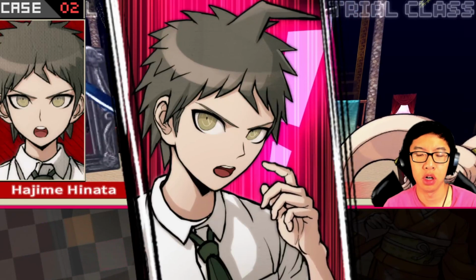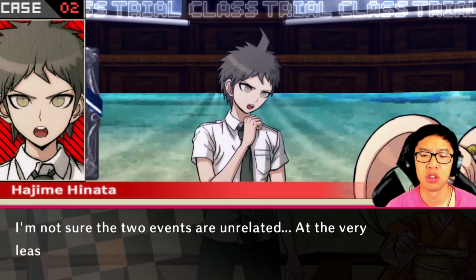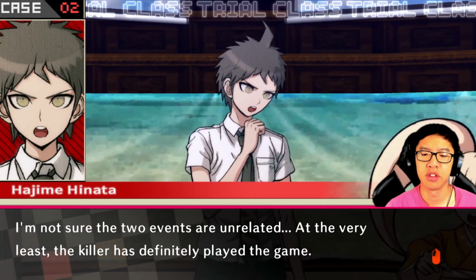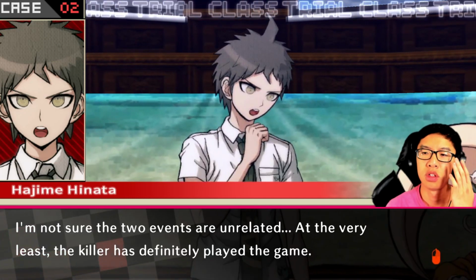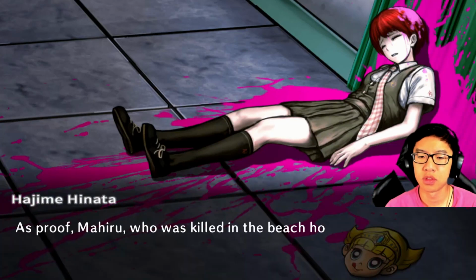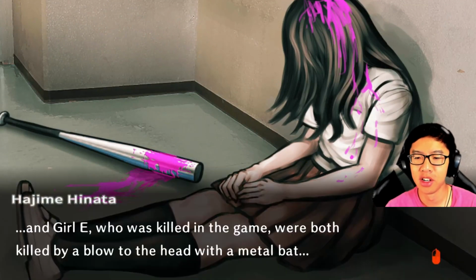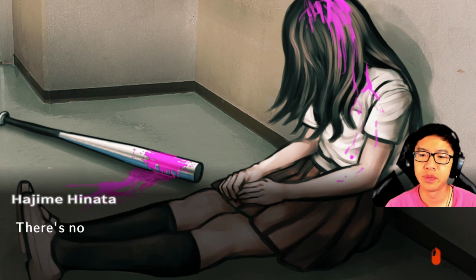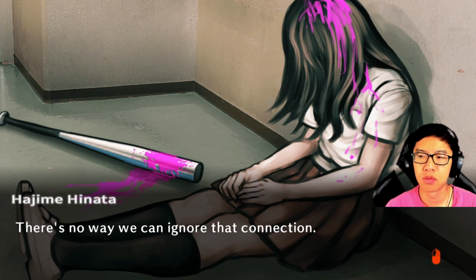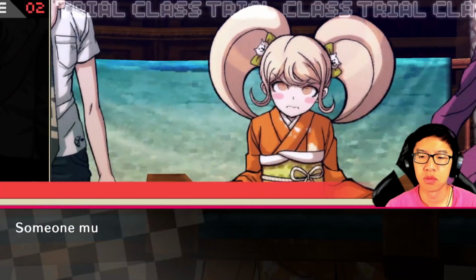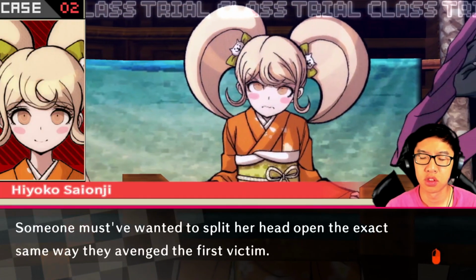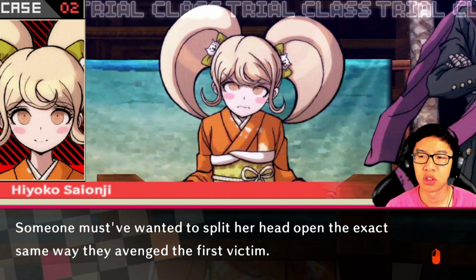I can prove it with this. I'm not sure the two events are unrelated. At the very least, the killer has definitely played the game. As proof, Mahiru, who was killed in the beach house, and Girl E, who was killed in the game, were both killed by a blow to the head with a metal bat. There's no way we can ignore that connection. Someone must have wanted to split her head open the exact same way they avenged the first victim.